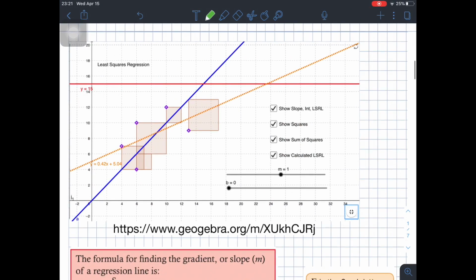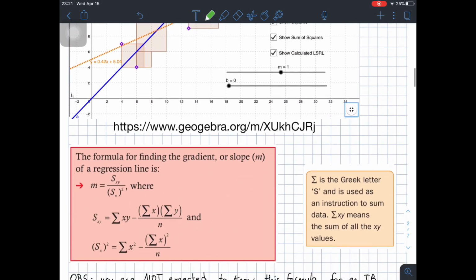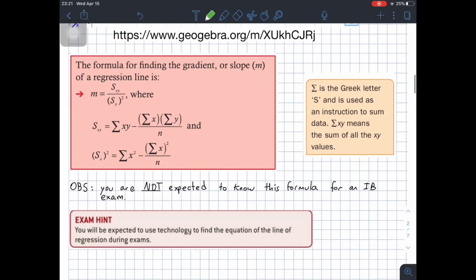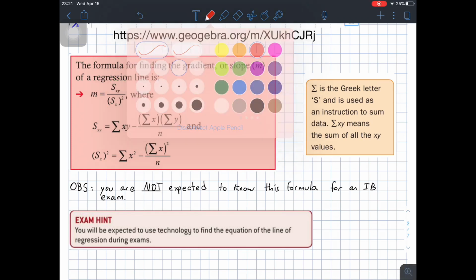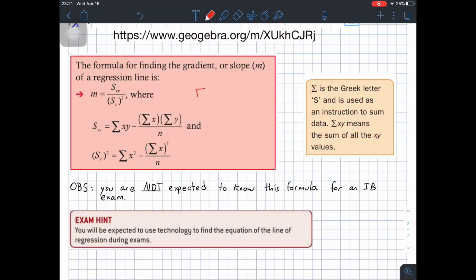Okay, so going back to the electronic assignment, there's a formula to calculate the regression line. And it says the formula for finding the gradient or slope of the regression line is this one over here. The slope, or m, equals the covariance of xy divided by the covariance of x squared. Remember, we've seen these terms when we calculated the correlation coefficient R.